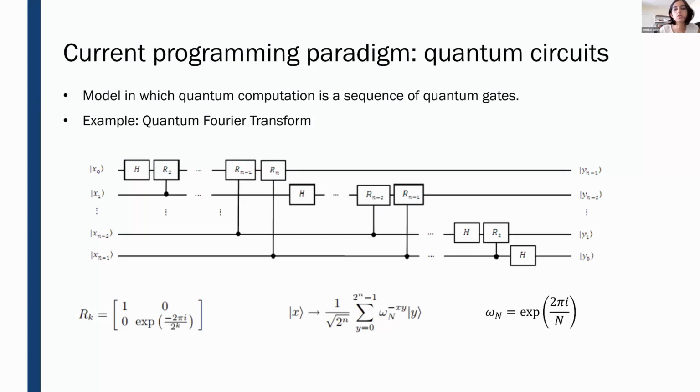So this is basically how we program quantum computers nowadays. We put together these 1 and 2 qubit gates, and we have some routines. Some software packages might have this quantum Fourier transform stored in a library, and then you can just call it. But still, the programming paradigm is just these quantum circuits, which I personally think is too low level.